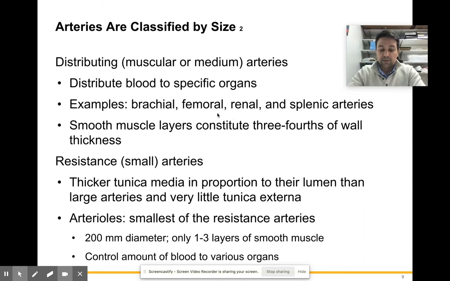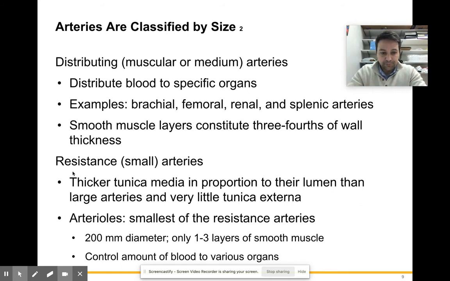The femoral artery is the same thing. The femoral arteries come off of the iliac arteries that come off of your hips. Your renal arteries, which are the arteries of your kidneys, and the splenic arteries of your spleen are all distributing or medium-sized arteries. You have smooth muscle layers that could constitute three-quarters of the wall thickness. The walls of arteries are much thicker than the walls of veins, and therefore they have more smooth muscle, because of the internal pressure from the pumping of the heart.